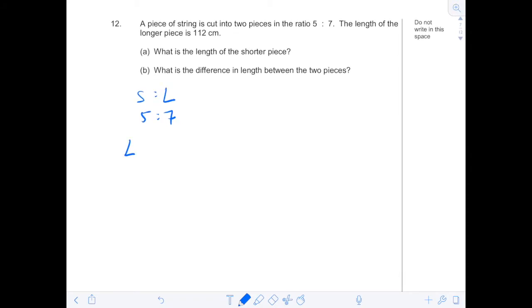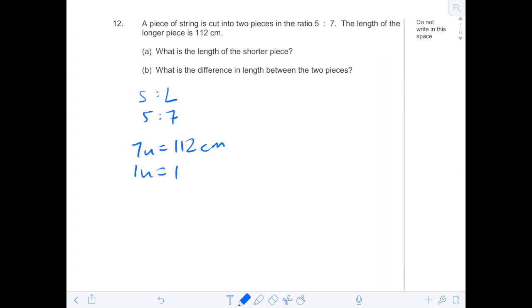If the longer piece is 112 cm, it will mean that 7 units here equals to 112 cm. 1 unit will be equals to 112 divided by 7. You get 16 cm. And what's the length of the shorter piece? Shorter piece will just be 5 units, will be equals to 16 cm times 5, and it will give you 80 cm. Alright, so this is the answer for part A.